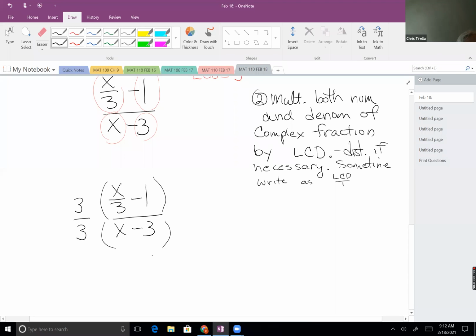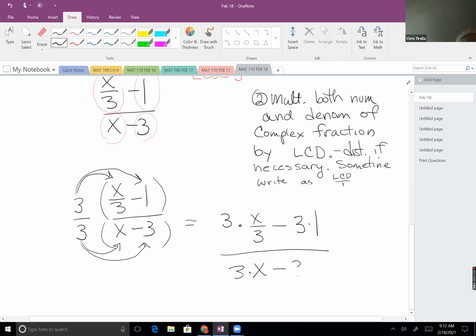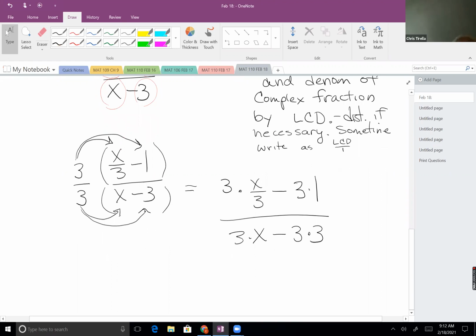And when I multiply both numerator and denominator by 3, because both the numerator and denominator have multiple terms, I have to distribute. So distributing, I'm going to put that as 3 times x over 3 minus 3 times 1 over 3 times x minus 3 times 3. So is everybody okay seeing the distribution there? Not hearing any complaints?